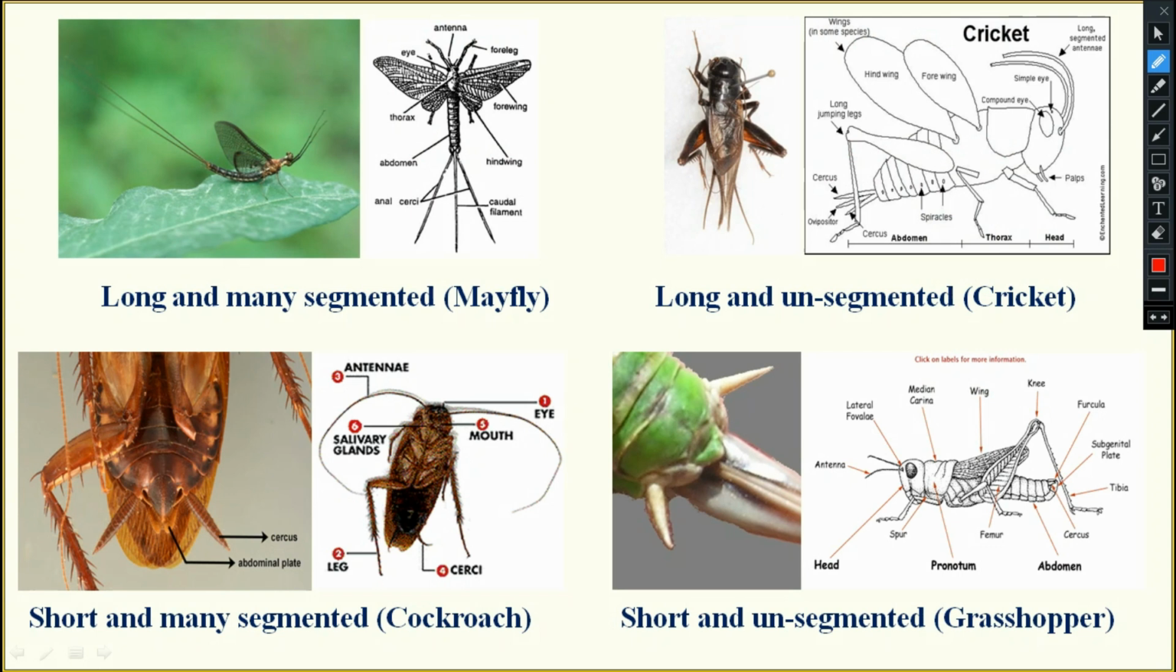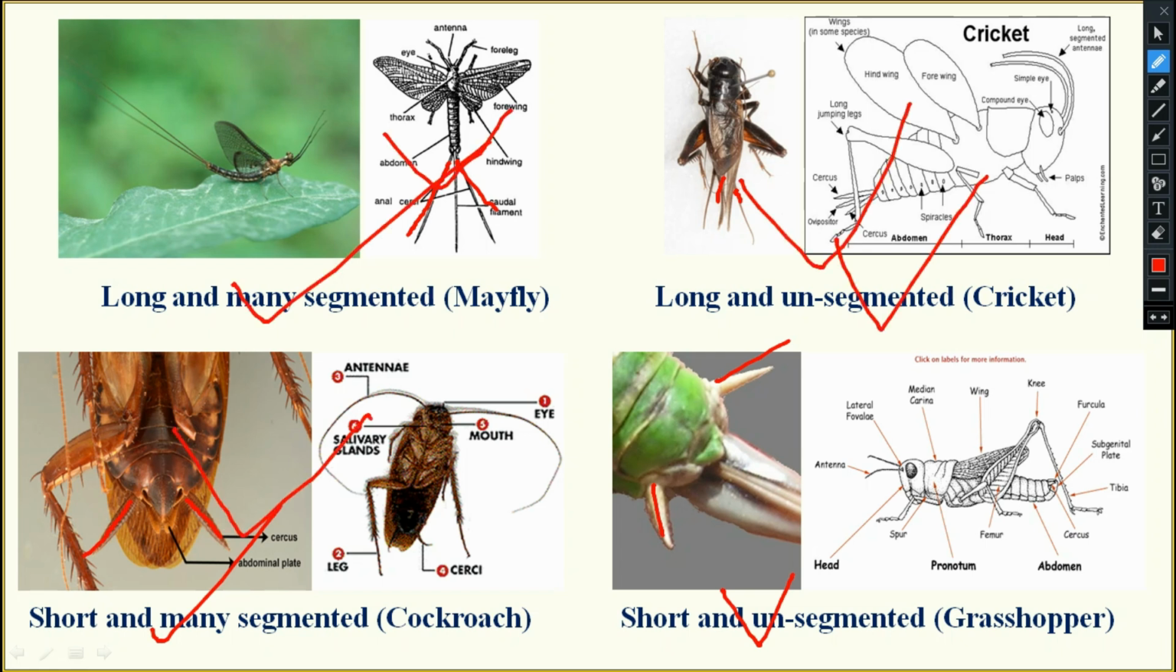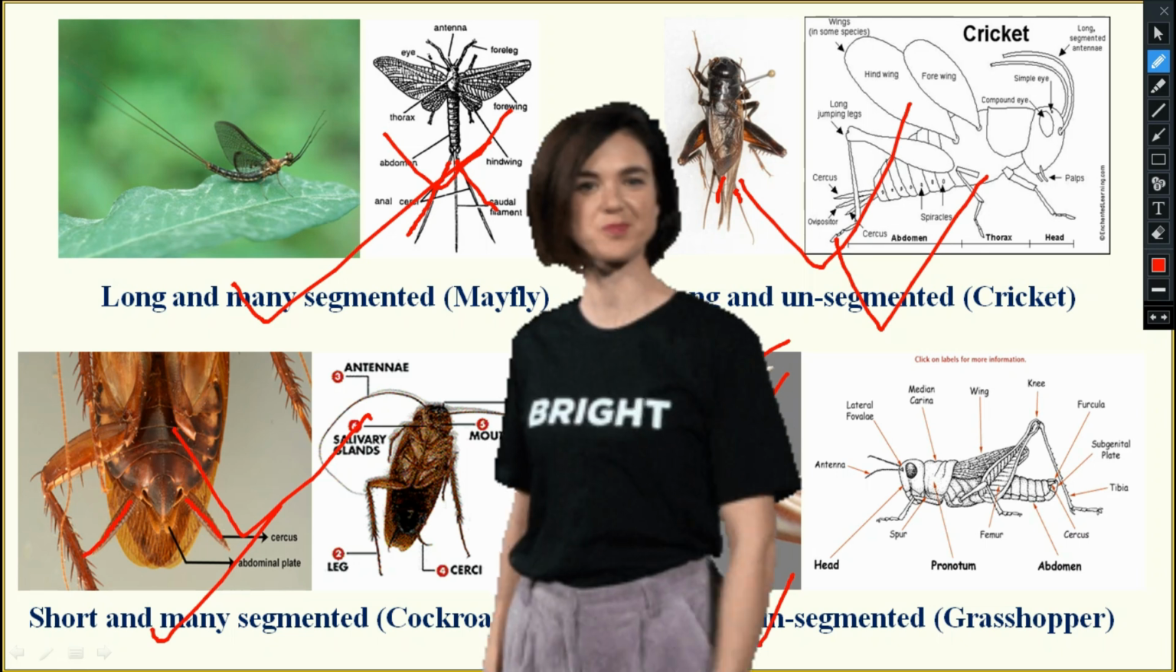Yes or no? Here you see. Long and many segmented in mayfly, you see this one. Long and unsegmented in case of crickets. Then short and many segmented in case of cockroach, this one you see. This is the style and this is the style. Then short and unsegmented, this one. This is not segmented. One is segmented, one is unsegmented. These two are large, these two are short. Clear? Yes, sir.